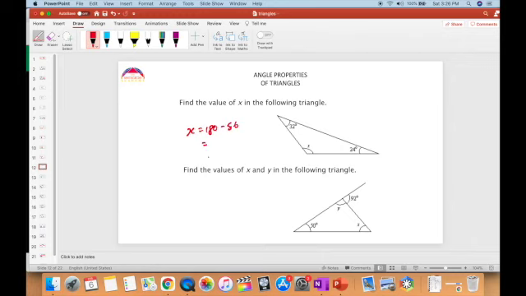Anybody have an answer for that? 124. 124? Yeah. Alright. What about this one? How do we work this one out? Minus 92 from 180 to get y. And where's y? 88. Yeah, 88. And therefore you can do the interior angles thing to get x. And where's x? 42. 42.